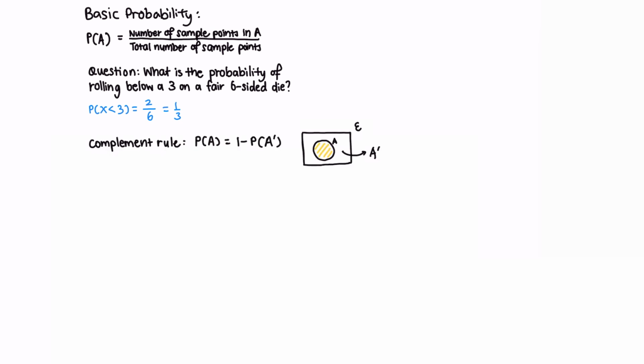Now the next rule we're going to be learning is the complement rule. What this says is that the probability of A happening is equal to 1 minus the probability of A prime. Now if we look at this Venn diagram over here, epsilon represents the total sample points. Let's say I have this event A, colored yellow. A prime will just be this blue part, which is everything that is outside of A. So the probability of some event A happening plus the probability of A prime will equal 1. And why 1? The total probability is just 1. You can't have a probability of greater than 1.